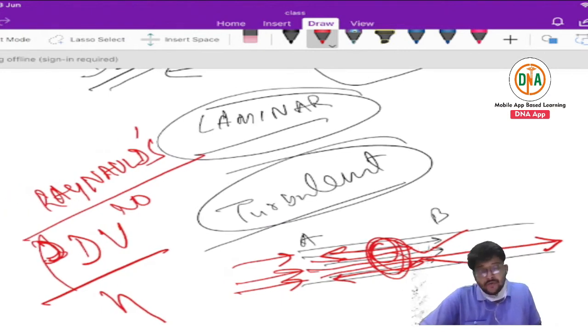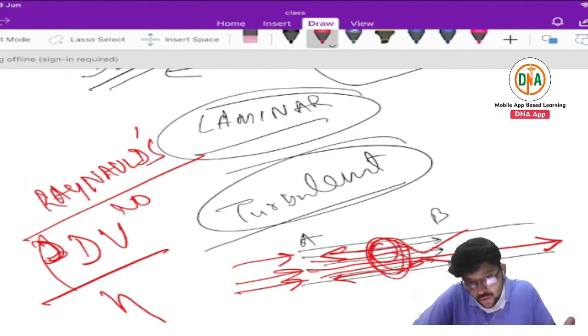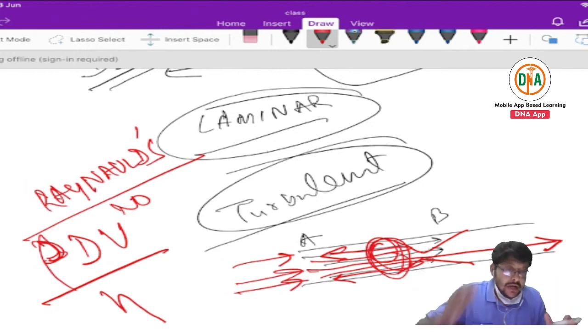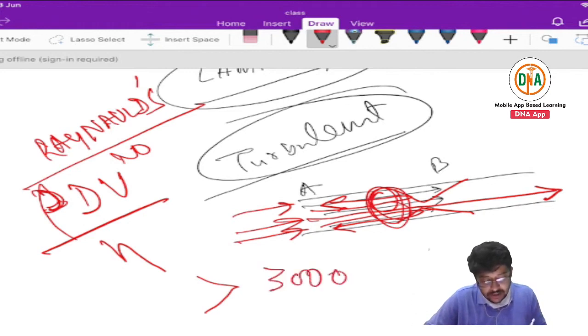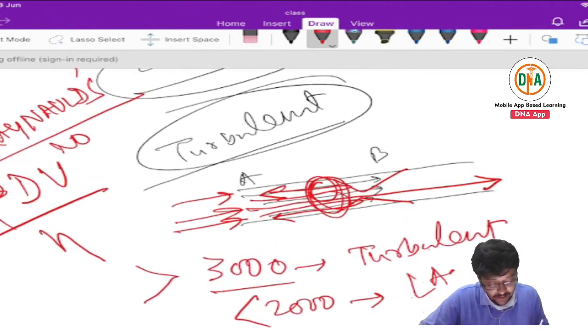Reynolds number is rho dV by eta, where it gives us the viscosity, the specific gravity, the diameter of the vessel, and the flow. All of this determines whether a particular flow will be laminar or turbulent. If rho dV by eta is more than 3000, the flow will be turbulent. If it is less than 2000, the flow will be laminar. I will zoom in properly.